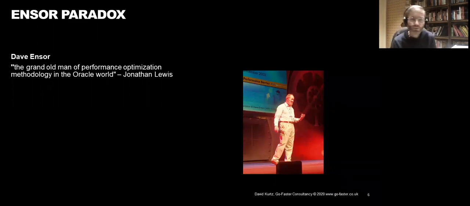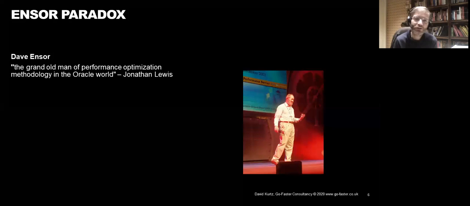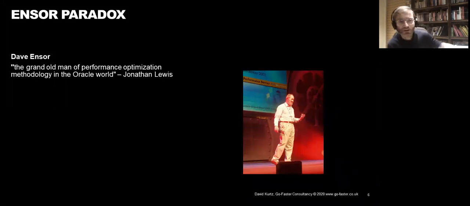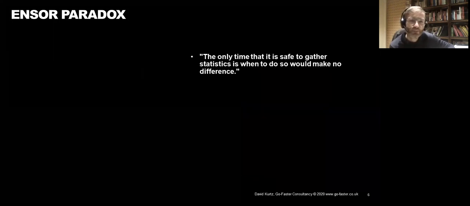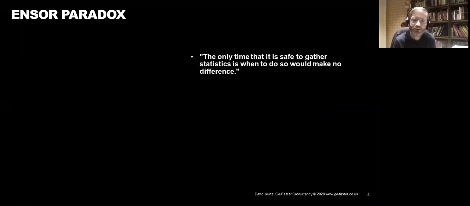Now, because I've been working with Oracle for a while, I remember going to see presentations by the great Dave Ensor, who was described by no less than Jonathan Lewis as the grand old man of Oracle optimization methodology. And there is a paradox in statistics collection, which Dave is credited with pointing out, and it is known by some as the Ensor paradox. What Dave said is that the only time when it is safe to gather statistics is when to do so would make no difference.